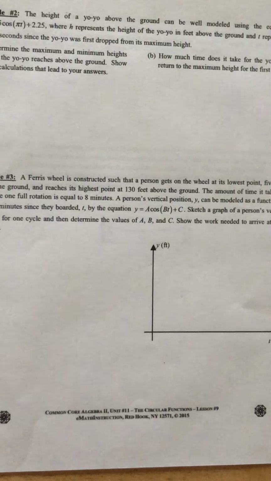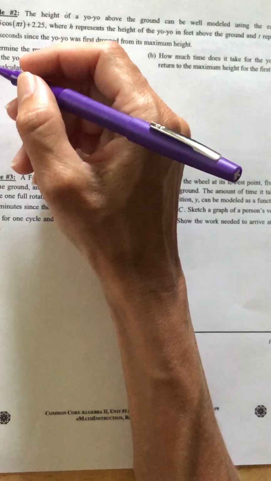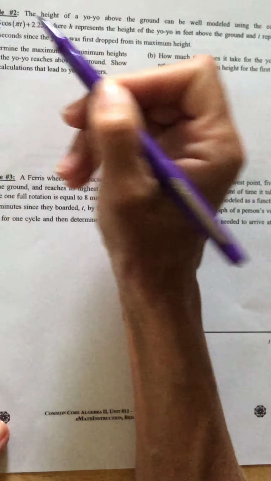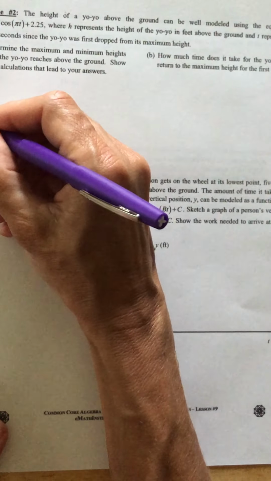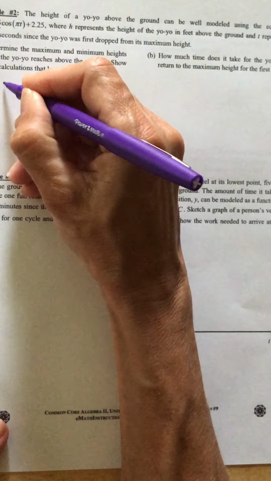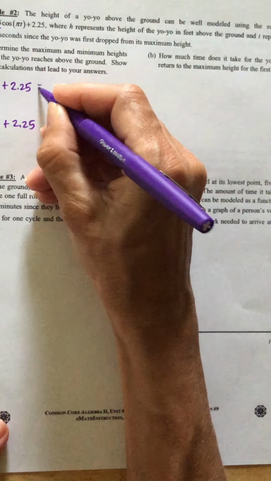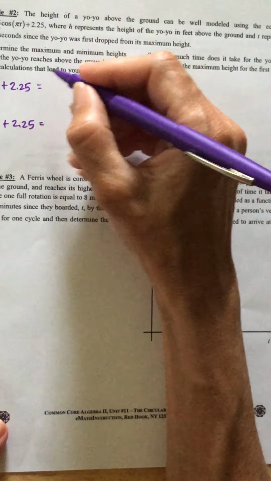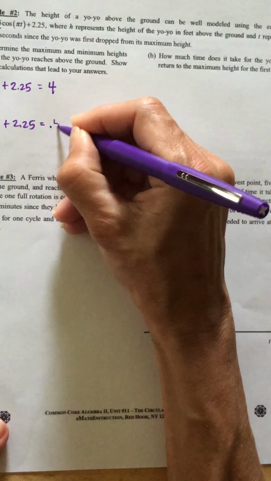All right, remember when we determined the min and max, the range, last week? We would find the ordinary a value, our amplitude, and then we would add our shift in. So this 1.75 tells me my max would ordinarily be 1.75, and my min would be negative 1.75. But I have a shift of 2.25. So I'm going to add 2.25 here, as well as down here, which tells me my height, the maximum, is going to be 4. The minimum is going to be 0.5, or a half.